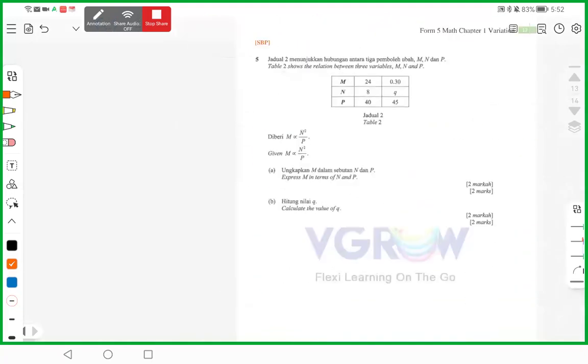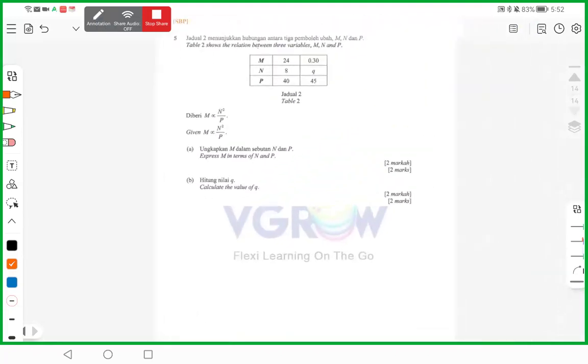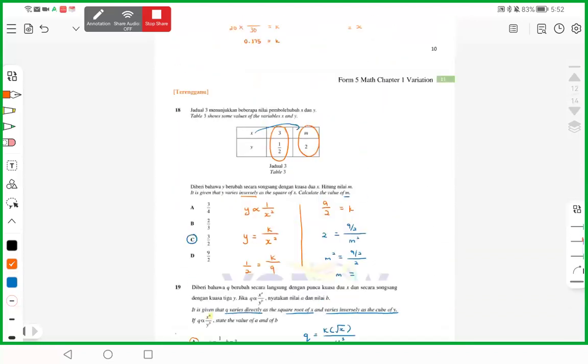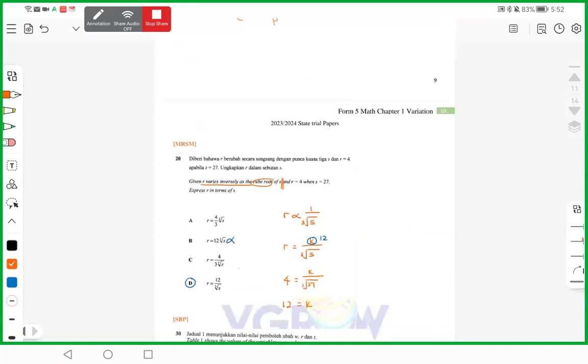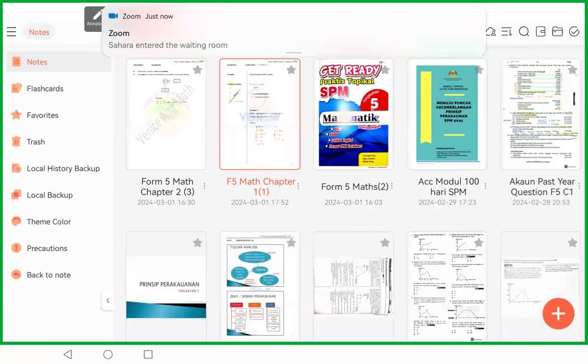Okay, still got one. Oh, still got 2 there. I think for these I'll just give you the answers. It's pretty easy. I think we can start chapter 2 directly, since we had this one class last week. Okay, so that's about variation. It's pretty easy. So let's move on to chapter 2.